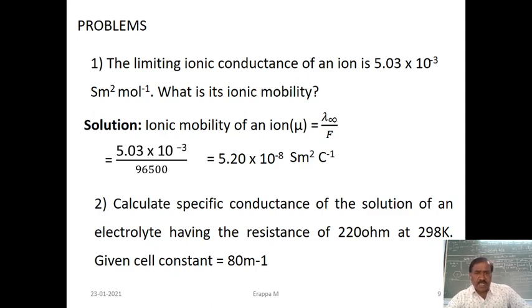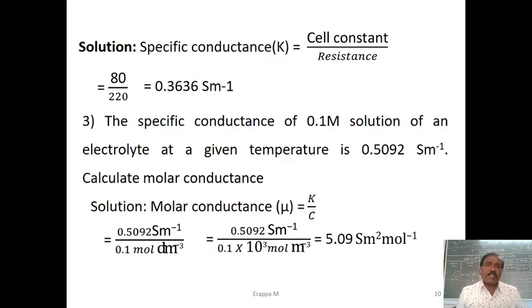Second: calculate the specific conductance of a solution of an electrolyte having a resistance of 220 ohms at 298 Kelvin, given the cell constant is 80 meter minus 1. You know specific conductance K is equal to cell constant divided by resistance. Cell constant is 80 and resistance is 220. So the answer is 0.3636. That is the specific conductance, its unit is Siemens per meter.